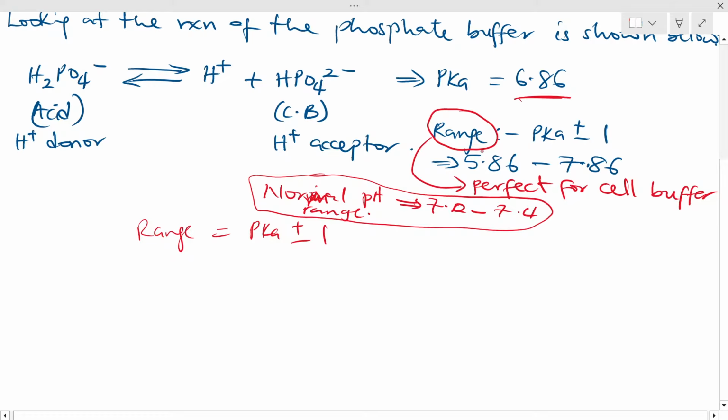Alright, so when you do this range, you saw that if pKa minus 1, it gives you 5.86. If it pluses 1, it gives you 7.86. And because the normal range of this phosphate buffer, which is 7.0 to 7.4, falls within this range, you could easily say this phosphate buffer is a good buffer to be placed inside the cell.